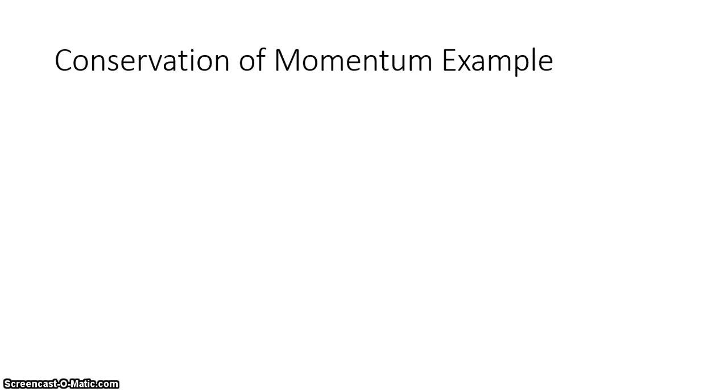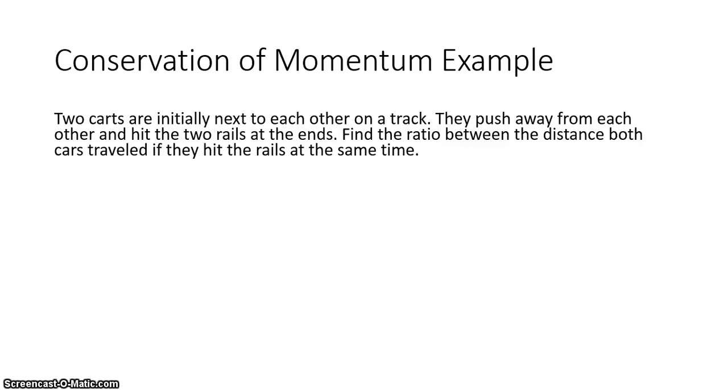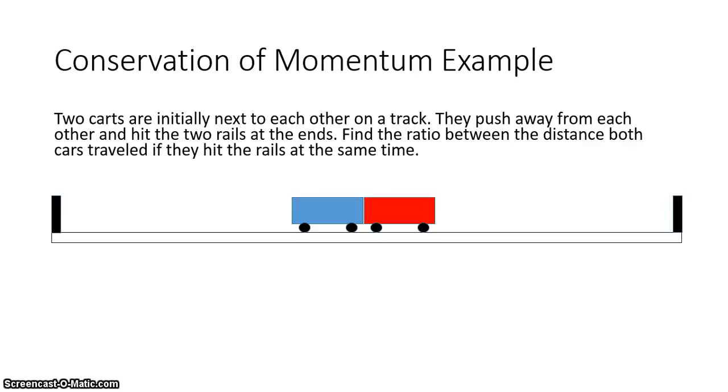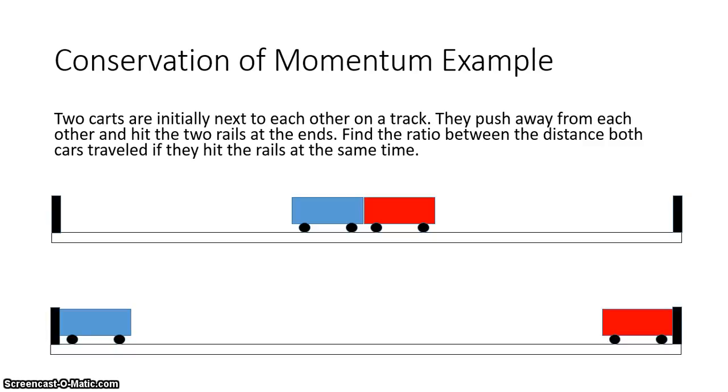All right, so now let's look at an example. In this example, we have two carts. These two carts are initially next to each other on a track. They push away from each other and hit two rails at the ends. In this example, we want to find the ratio between the distance both cars traveled if they hit the rails at the same time.